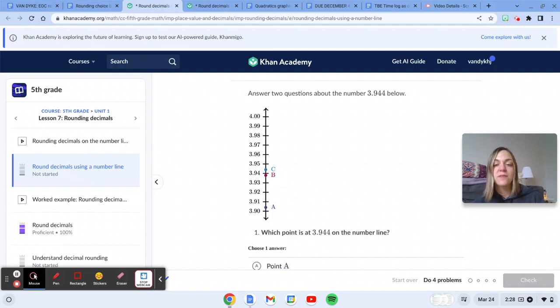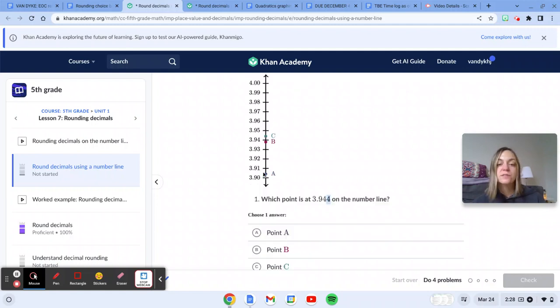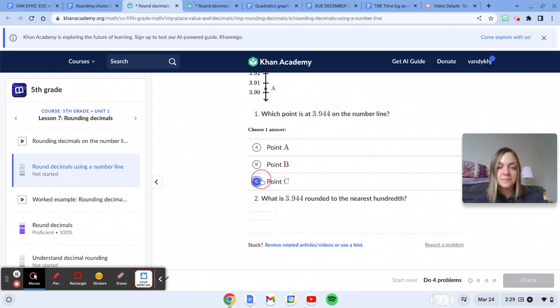Okay, so I'm going to find 3.94 first, which is up here. And then this 4 at the very end means it's going to be just a little bit above 3.94. So this one is a little bit above. That is great. This one's a little bit below, so it cannot be. So we know that it's going to be C.